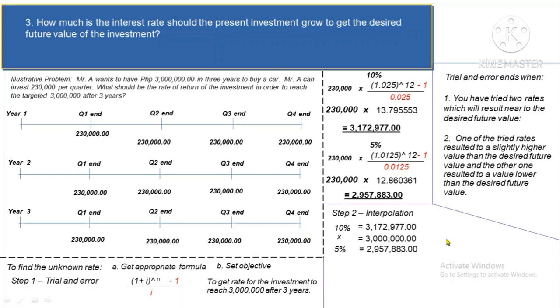The question is, how do we do that? Focus on the tried rates. So we have 10% and the 5%, and then get their difference, which is 5%.